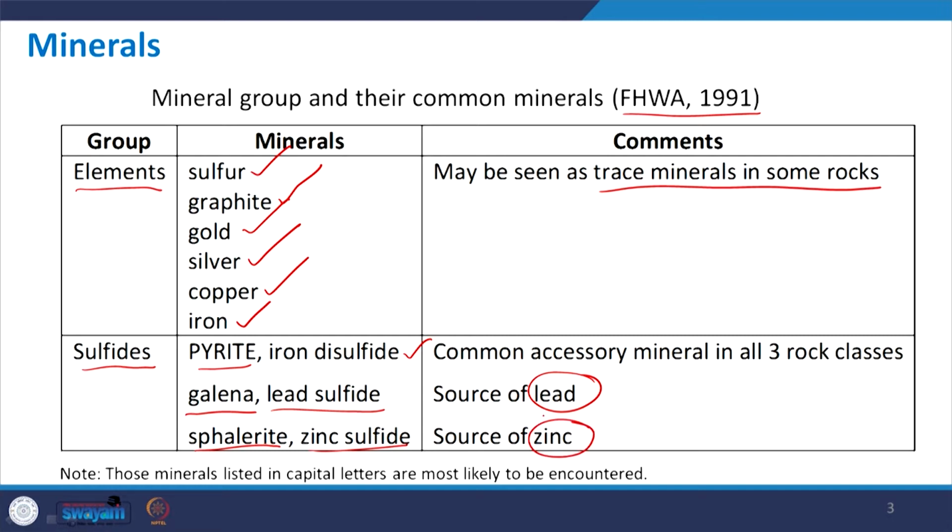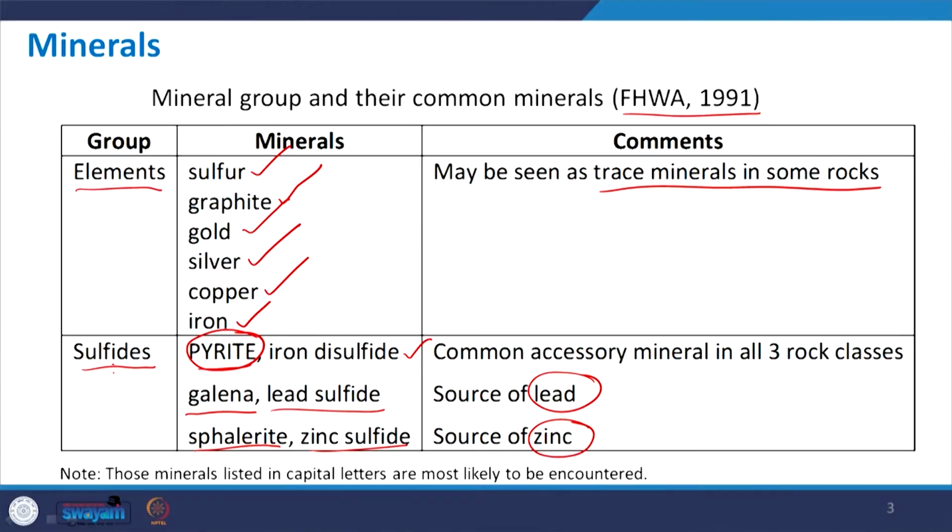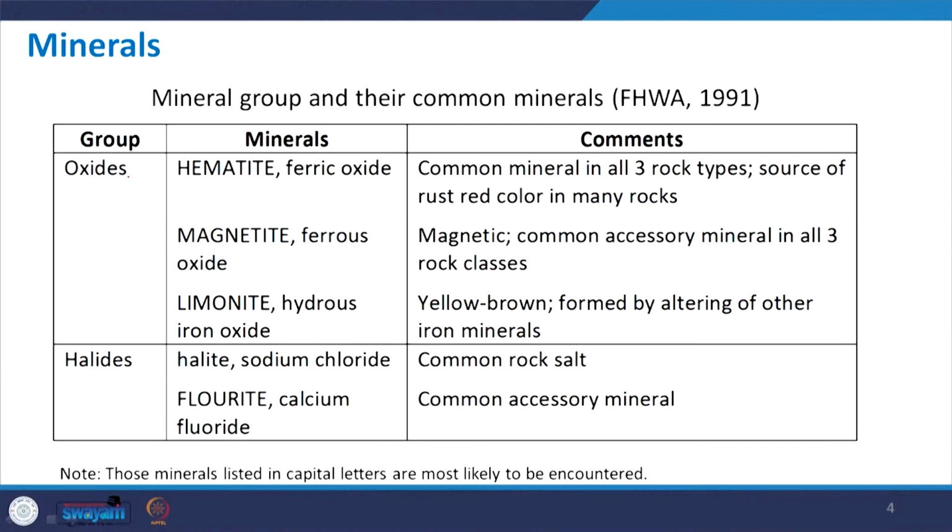Kindly note that in this table, which is running through many slides, some of the words have been written in capital letters, like here it is pyrite. This signifies that pyrite is the most likely mineral which can be encountered in the group called sulfide. That is how the most commonly occurring mineral is identified in this table, by writing it in capital letters.